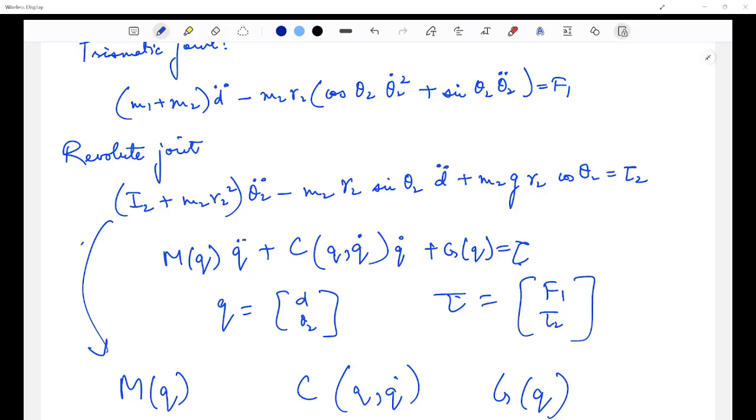M(Q) would be density and volume, D and V. Sorry, density and volume.